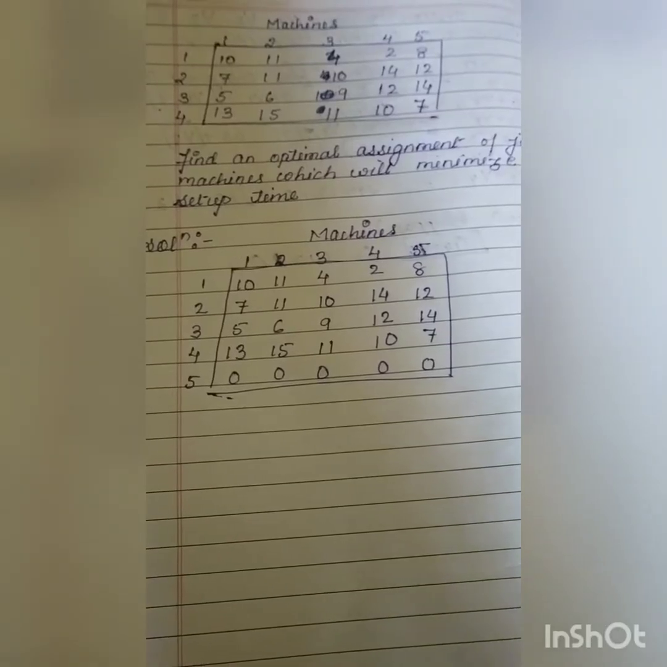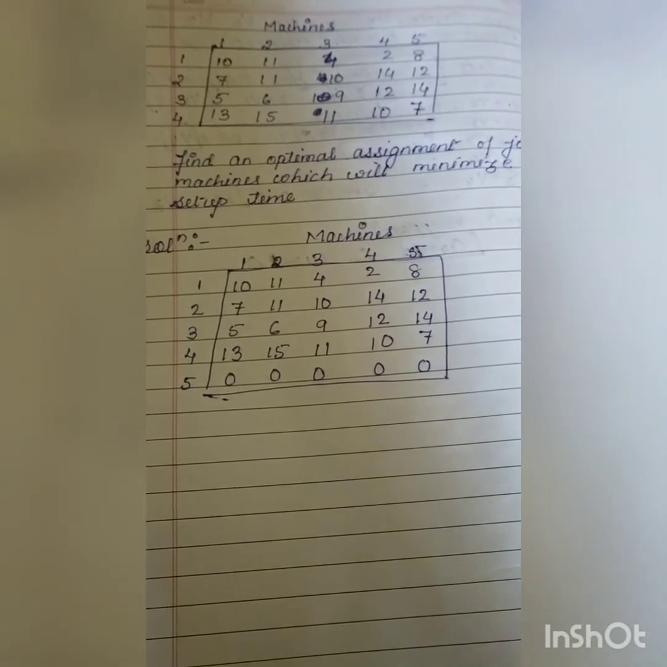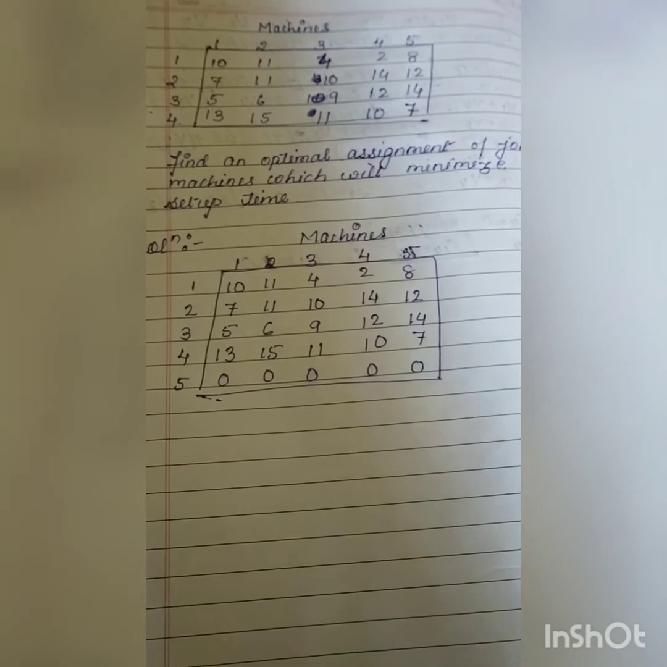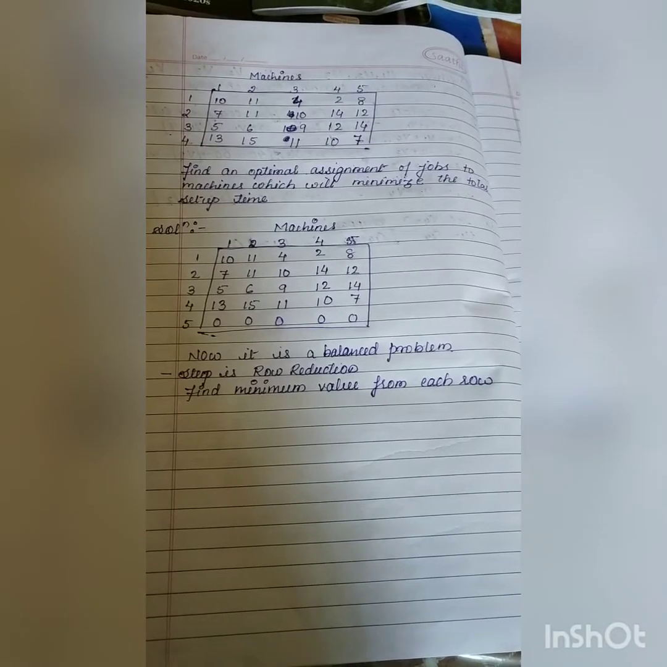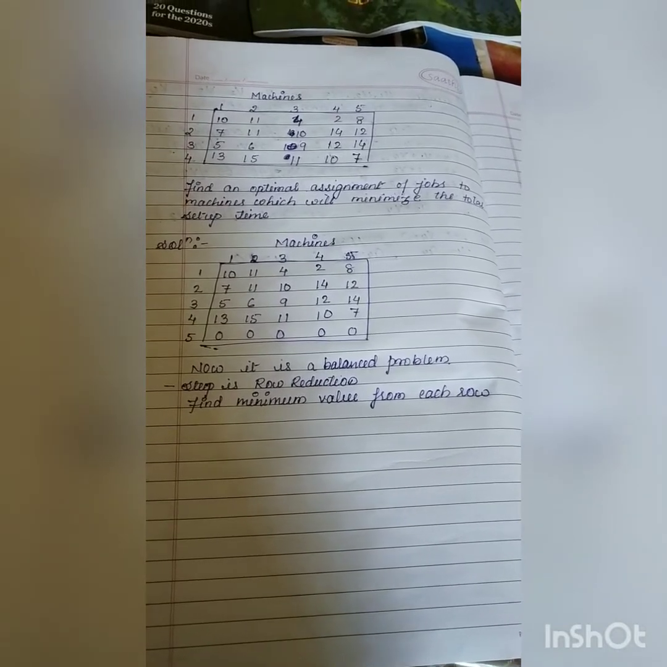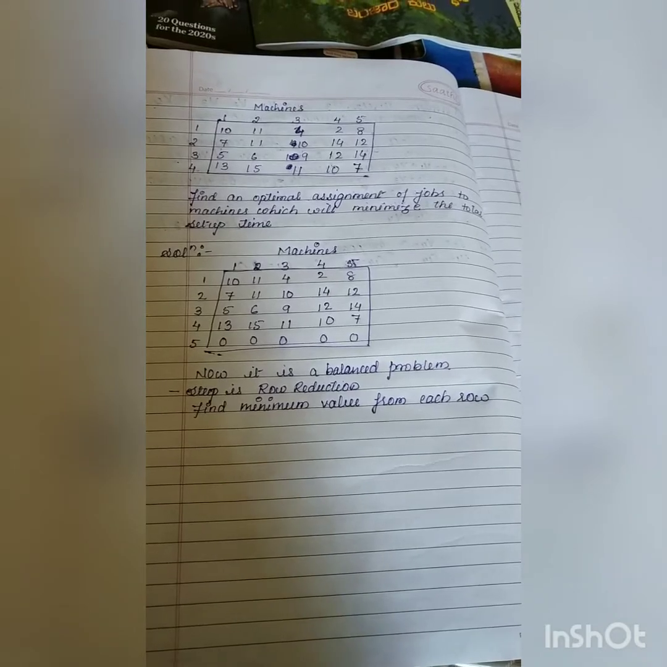Now in this we have tried to balance the problem by adding a dummy row. The dummy row will be all 0 values. Now the next step will be row reduction. To perform row reduction, we have to find the minimum value from each row.